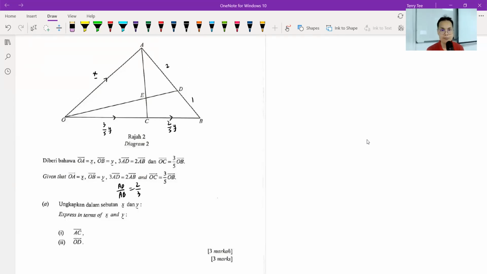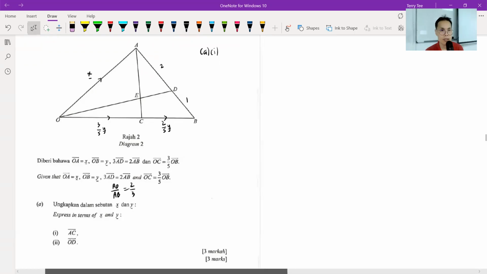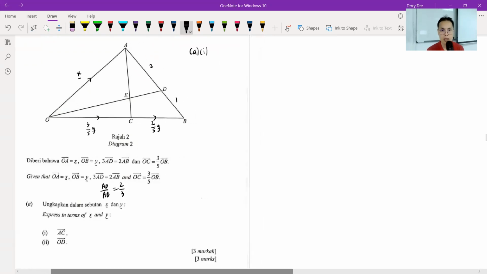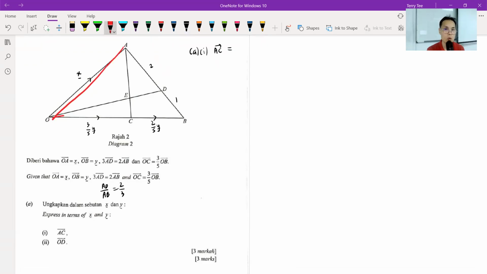Okay. Now, next, we're supposed to find AC. I'm going to do all the working over here. Let's move this to the right a little bit, so there's more space. For AC, you can use the diagram here. We go A to O, O to C. A to O is negative x, because we are going against the direction of x. So it's minus x plus 3 over 5 y. You can put the 3 over 5 y in front and minus x at the back. It doesn't matter if you don't rearrange them.